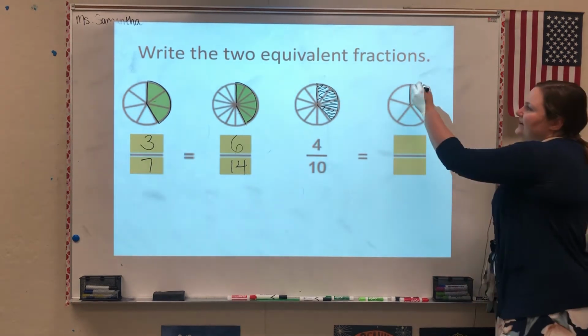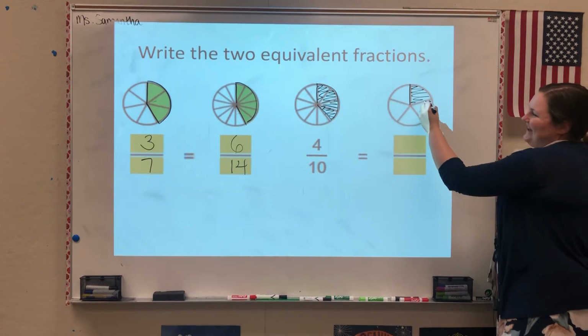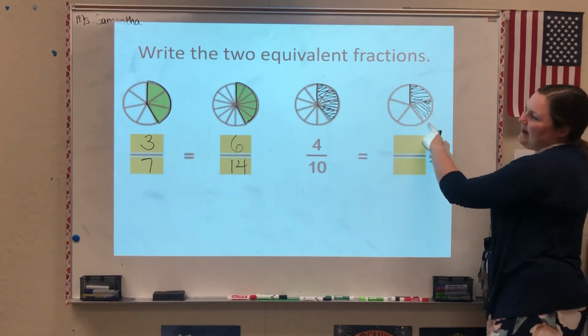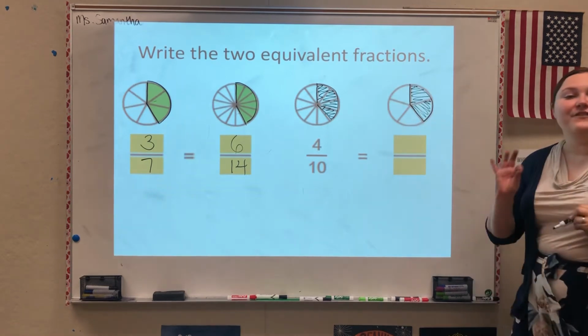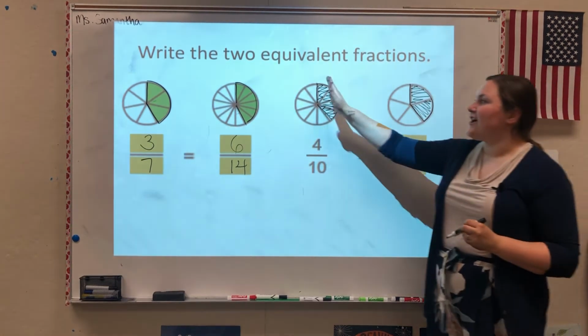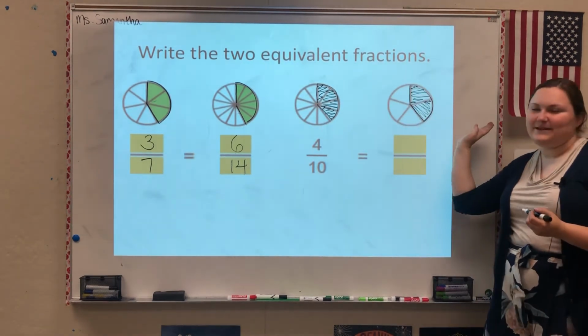So for here, I could color in 1. That's not going to be equal. And 2. And that is the same amount shaded. It is very, very helpful when you're doing this to start in the same place and shade the same direction. Start in the same place, shade the same direction.